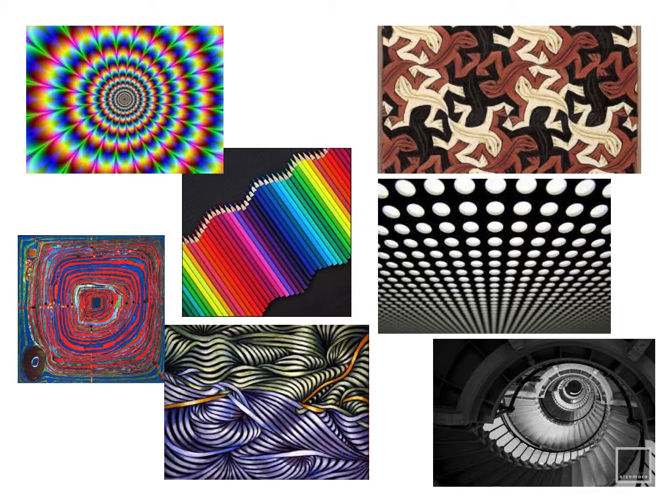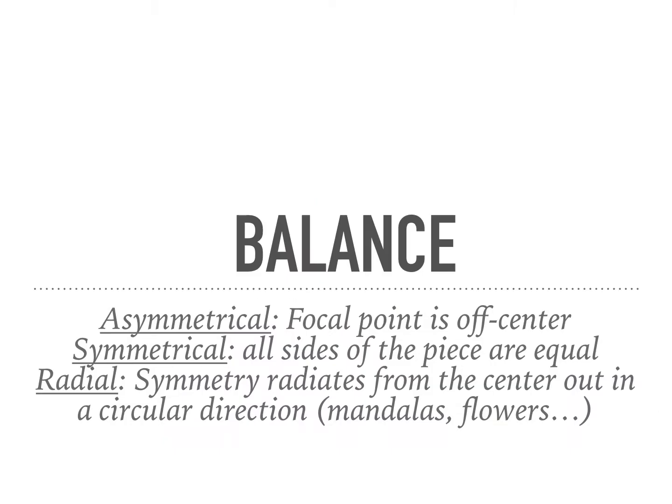All right, the next one is balance. There's different forms of balance that you need to know and show throughout the year. So the first one is asymmetrical. The focus point is off center of your piece. Symmetrical balance, all sides of the piece are equal. Radial balance, the symmetry in the piece radiates from the center out in a circular direction. Think mandalas, flowers, the sun, whatever.